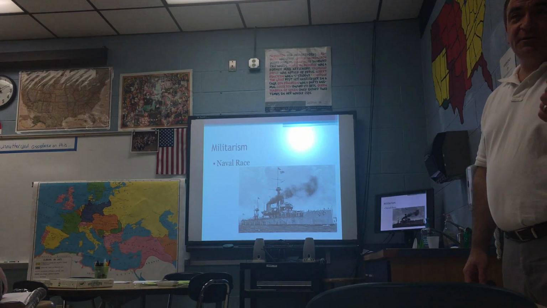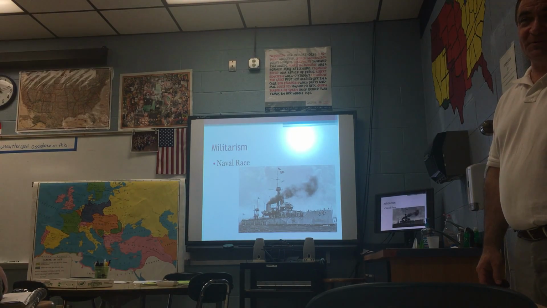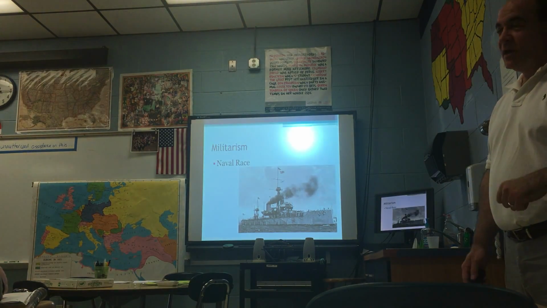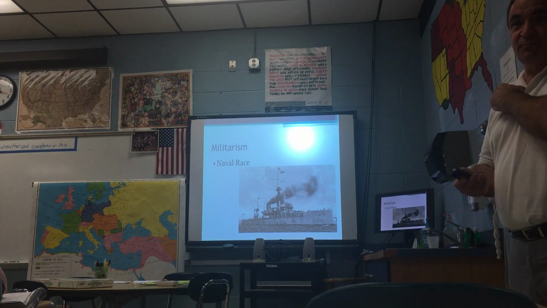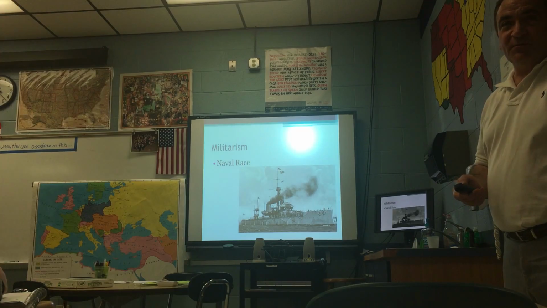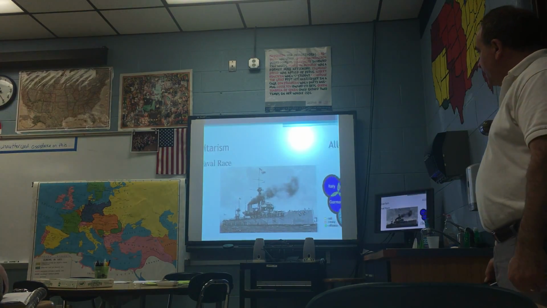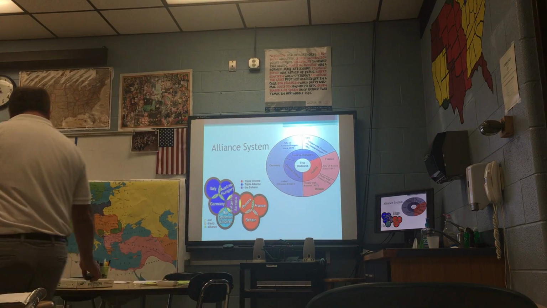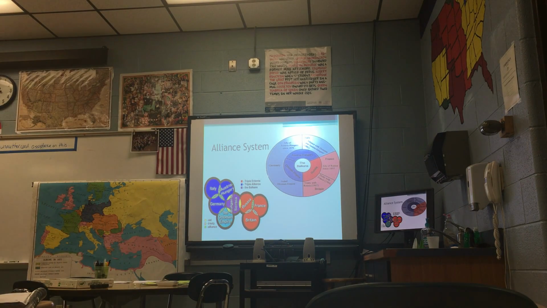Another little interesting fact: there was really only one great battle between battleships, and it was kind of inconclusive, the Battle of Jutland, despite this naval race. Most of the naval activity was the British blockading Germany, which kept things from going in, and the Germans used submarines and submarine warfare. And then lastly, we have what we call our entangling alliances, or the alliance system.